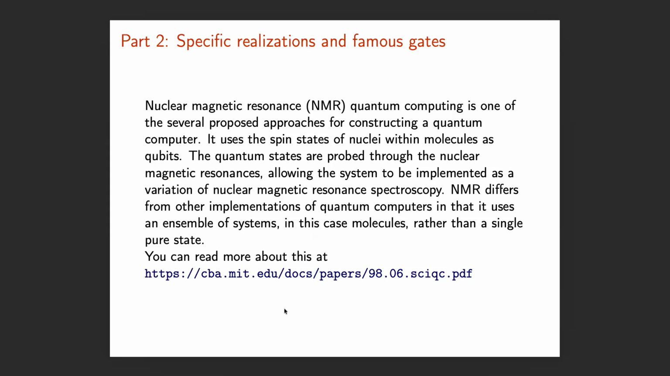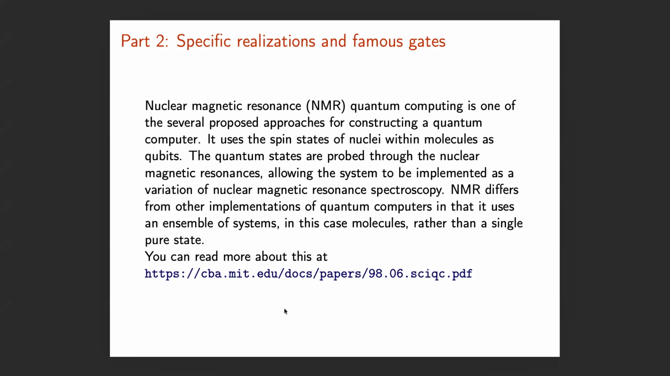And one of the typical systems, one of the actually first prototypes for quantum computer is something which is based on nuclear magnetic resonance. That was one of the proposed approaches for constructing a quantum computer. It uses the spin states of a nucleus within a molecule as qubits.